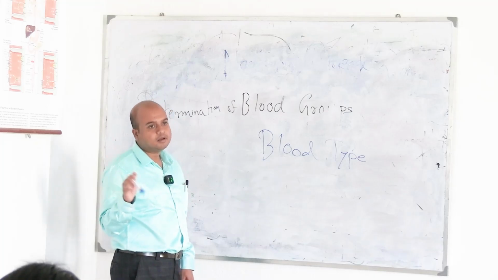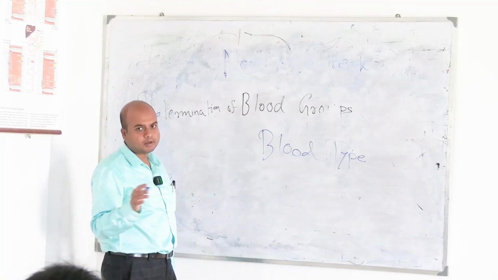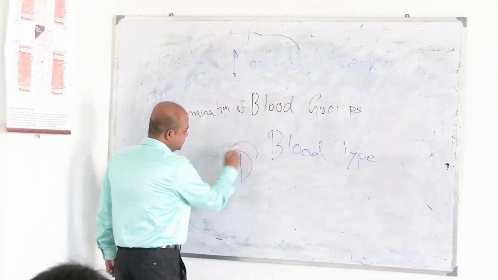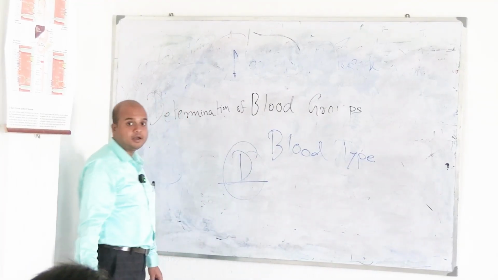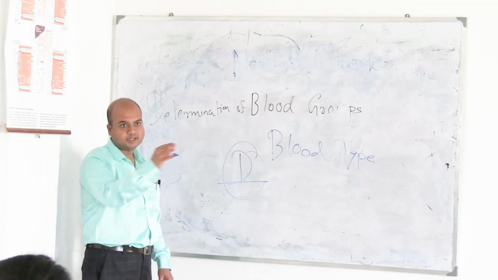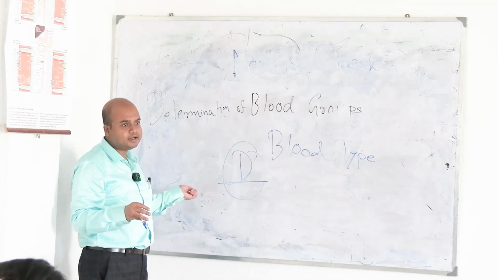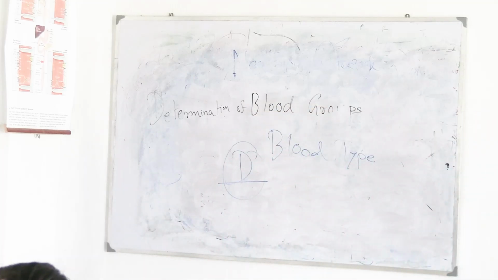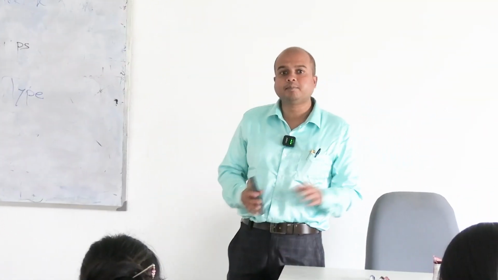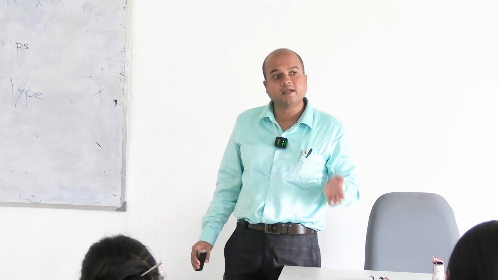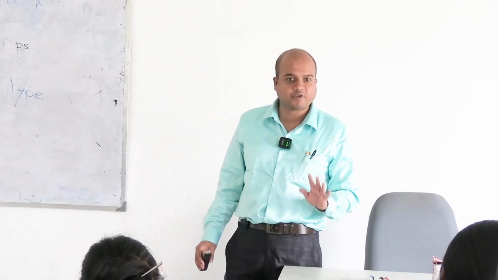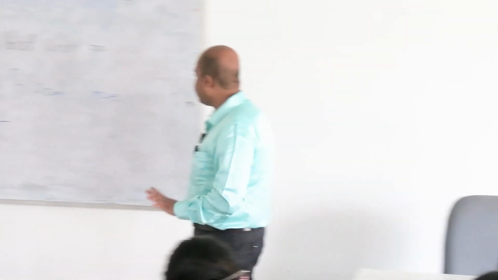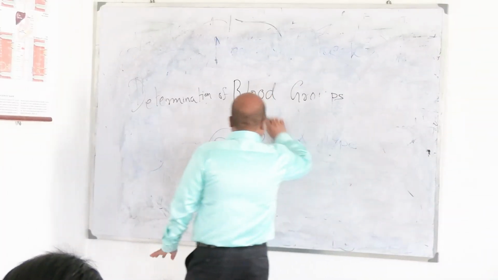The Rh term comes from the Rhesus monkey, a species of monkey from which it was first derived, and the antigen is labeled as capital D. Like in the ABO system, where it is A and B, here the antigen is labeled as capital D. Now, as in the ABO system, there are naturally occurring antibodies in the plasma, namely alpha and beta. They may or may not be present according to the blood type.